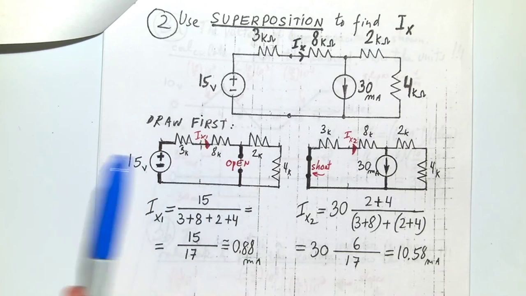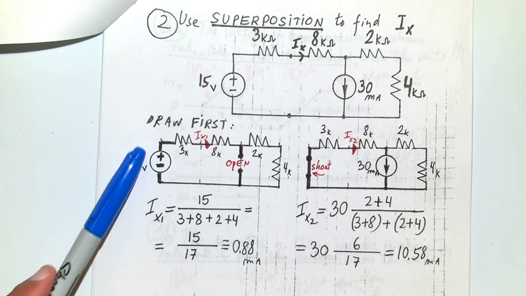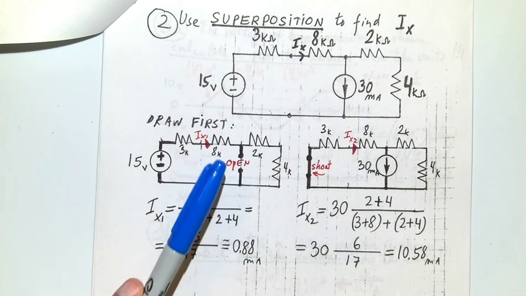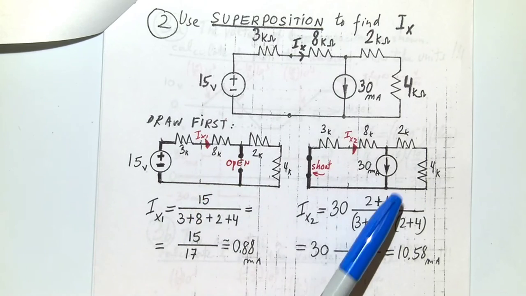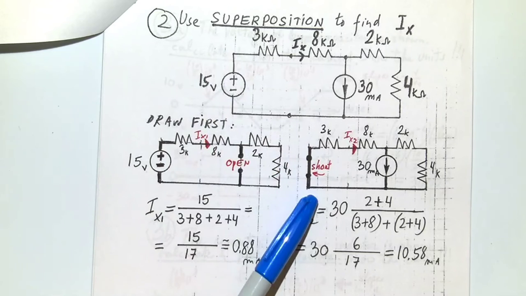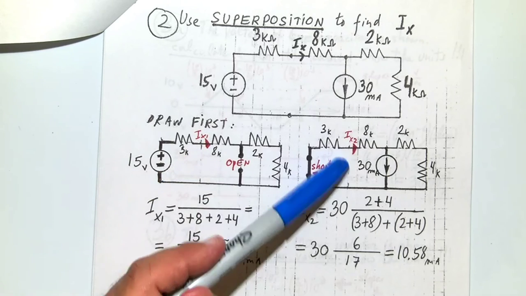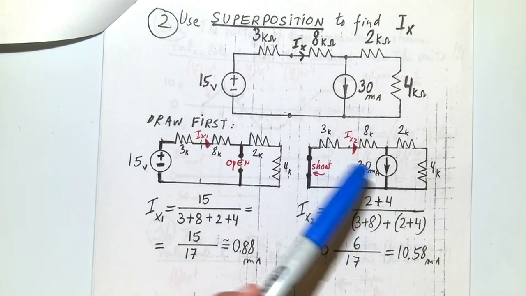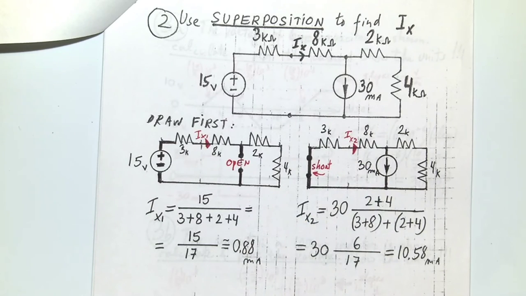When we choose one of them, then current sources become open. When we choose the current source here, the voltage source becomes short. So voltage sources become short and current sources become open. Each one gives you a current, IX1, IX2, which you know how to do. And totally you get 11.46.